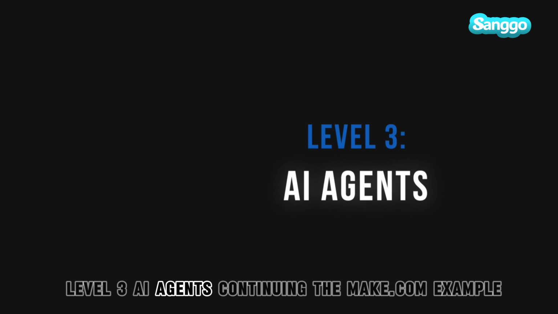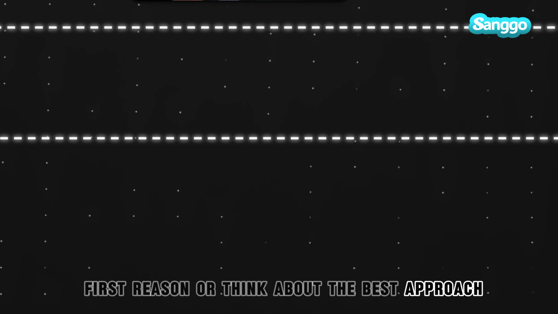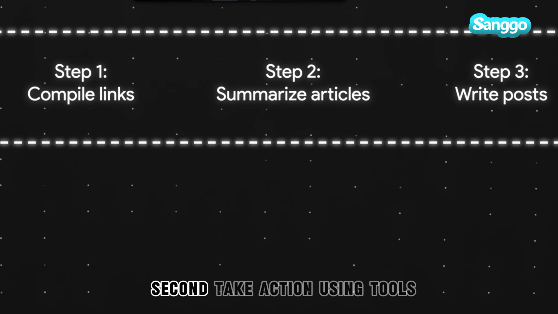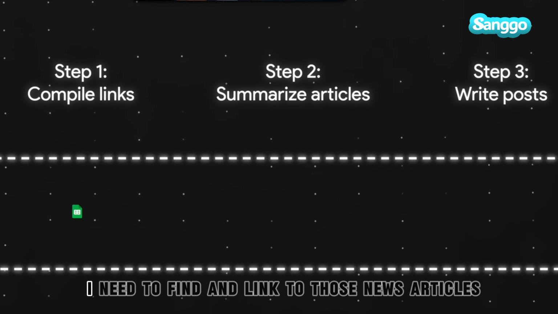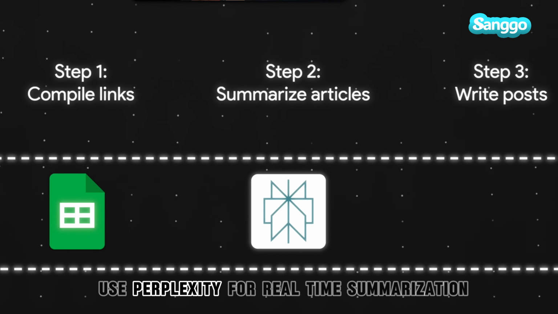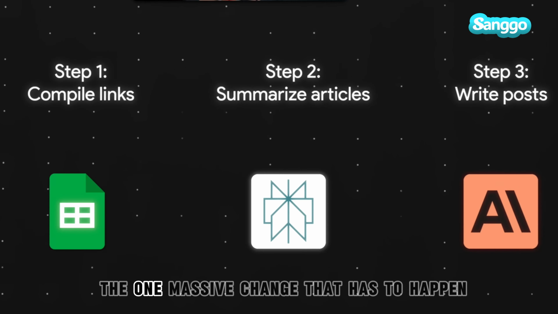All right, level 3: AI agents. Continuing the make.com example, let's break down what I've been doing so far as the human decision maker. With the goal of creating social media posts based off of news articles, I need to do 2 things. First, reason or think about the best approach. I need to first compile the news articles, then summarize them, then write the final posts. Second, take action using tools. I need to find and link to those news articles in Google Sheets, use Perplexity for real-time summarization, and then Claude for copywriting.